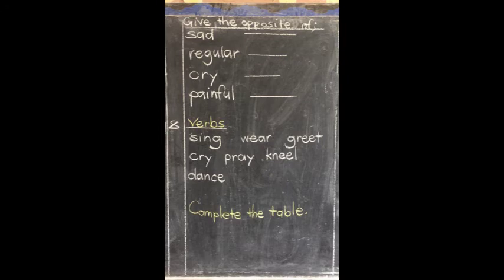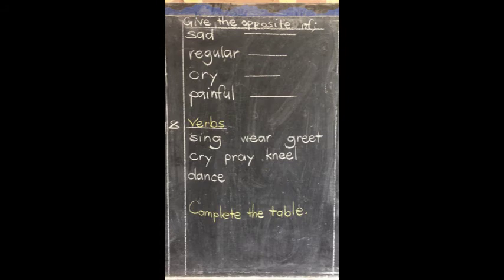We start with the first one, which is sad. Someone give me the opposite of sad. That is very good. The opposite of sad is happy. I know you have seen the word happy and you can write it very correctly.